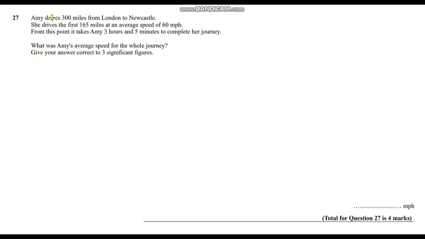Question 27. Amy drives 300 miles from London to Newcastle. She drives the first 165 miles at an average speed of 60 miles per hour. From this point, it takes Amy 3 hours and 5 minutes to complete her journey. What was Amy's average speed for the whole journey? Give your answer correct to 3 significant figures.